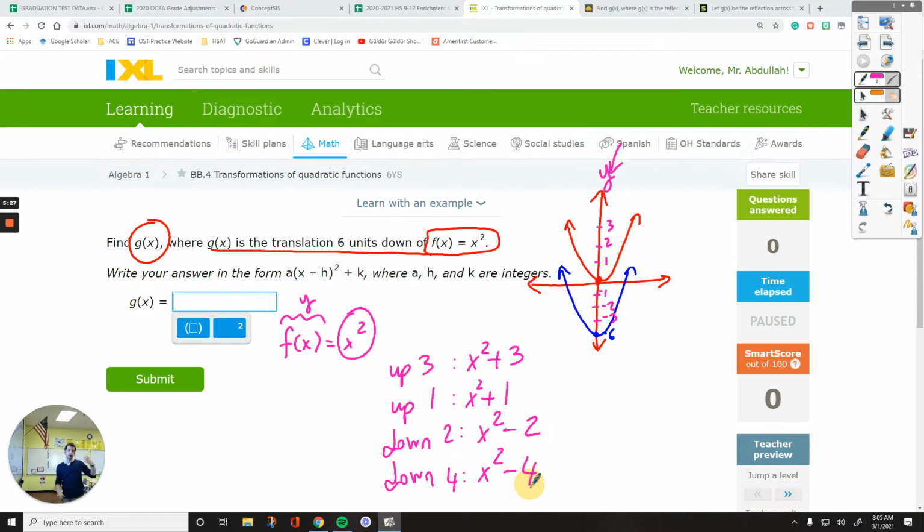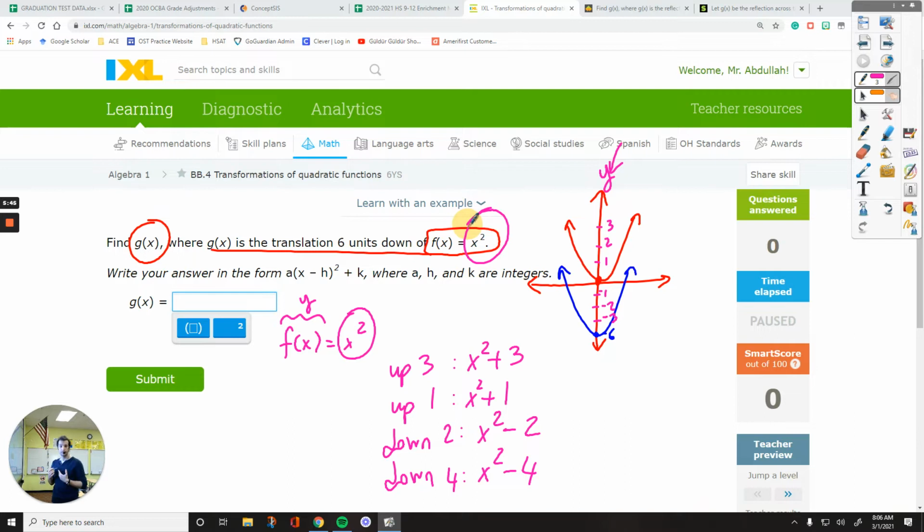If it tells you to go up or down a unit, you just use the sign associated with that movement and then put that number. Now our question is about translating it 6 units down. The function we have, but what are we translating? We are translating the whole function we have.